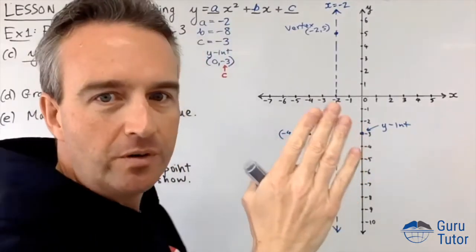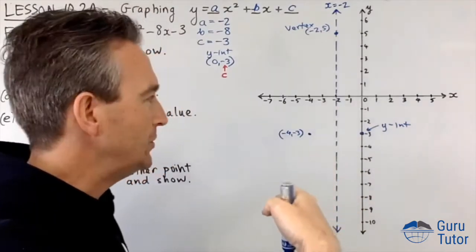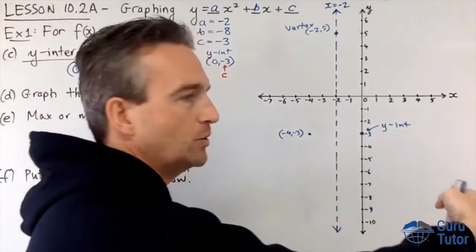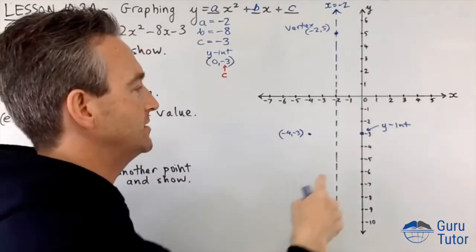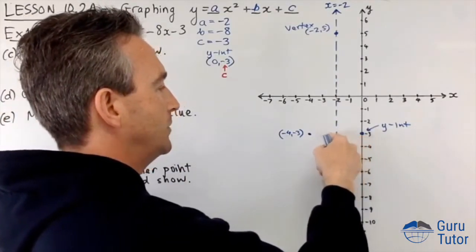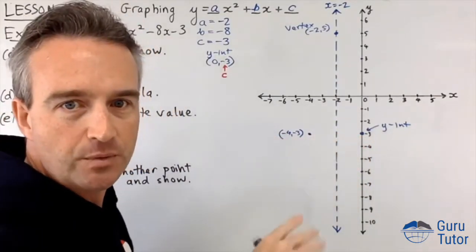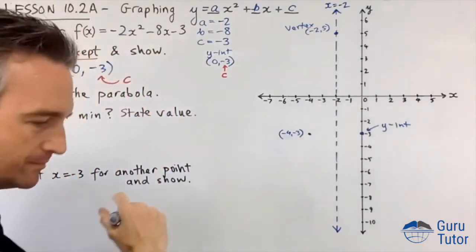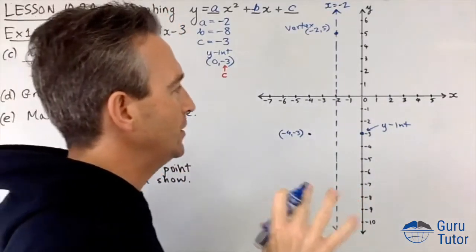Whenever you find a point on one side of the parabola, you can use your axis of symmetry to automatically find another point on the other side. So this was just 1, 2, and then 1, 2, and I've got another point. So I now have 3 points.